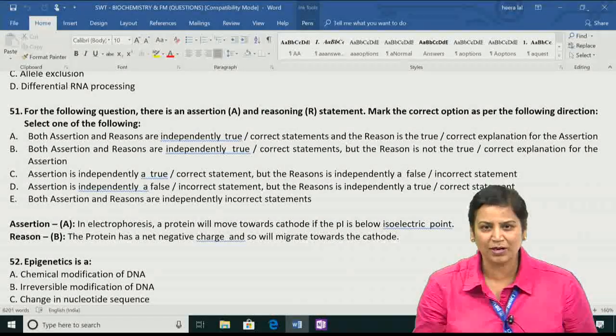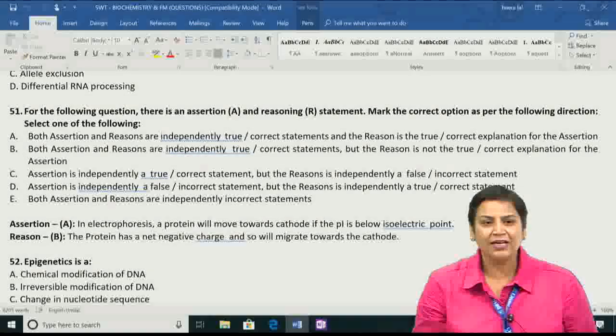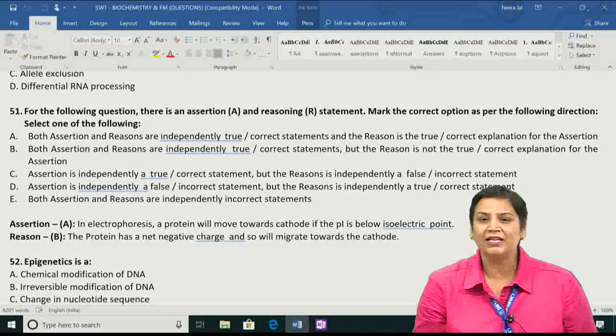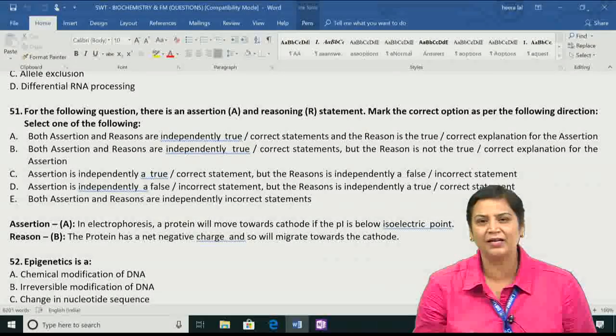Now let's switch over to question number 51. Here you see: in electrophoresis, a protein will move towards the cathode if the pH is below the isoelectric point, and the reason given is that the protein has a net negative charge and so it will migrate towards the cathode. Before the explanation of this question, you should have knowledge about the isoelectric point.